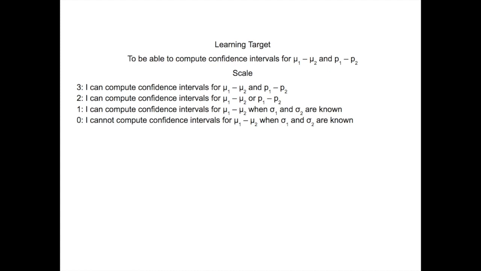2, you can compute confidence intervals for mu sub 1 minus mu sub 2 or p sub 1 minus p sub 2. You're 1 if you can compute confidence intervals for mu sub 1 minus mu sub 2 when sigma sub 1 and sigma sub 2 are known. And you're 0 if you cannot compute confidence intervals for mu sub 1 minus mu sub 2 when sigma sub 1 and sigma sub 2 are known.